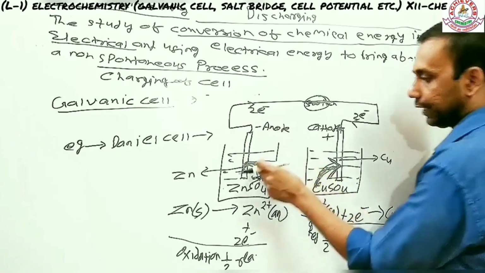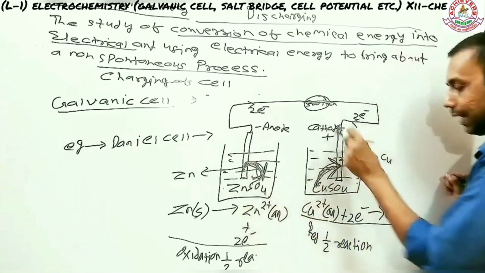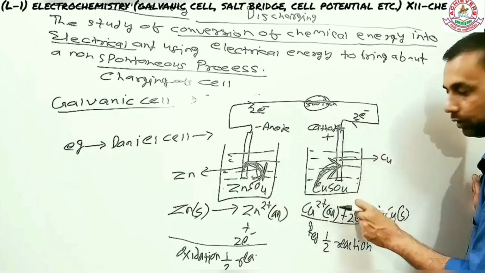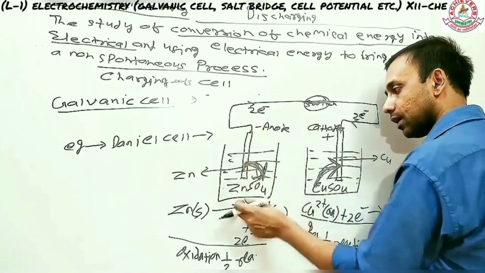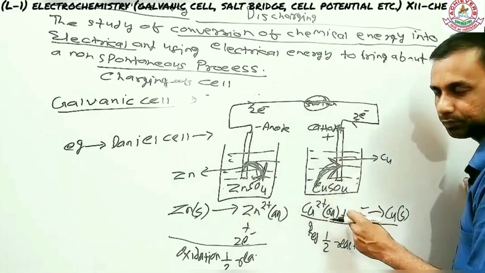Okay, so the anode is experiencing dissolution of zinc into the solution, and the cathode is experiencing deposition of copper on the electrode. So what will happen? This electrode will finally dissolve into the solution, but this one will become thicker and thicker.